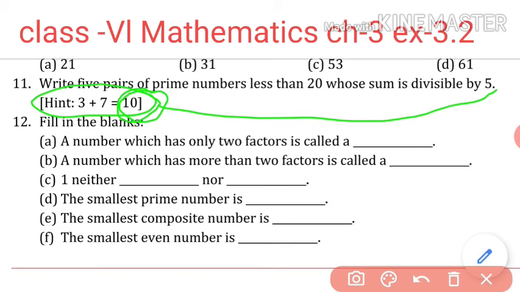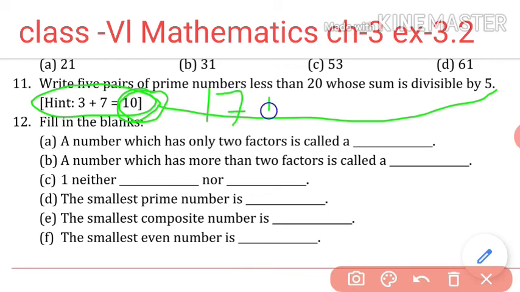So this question is homework. Okay, you have to write more pairs like this. 3, 7. In this way, you have to write more number. But that number should be what? That number should be divisible by 5, and all the numbers should be a prime number less than 20.